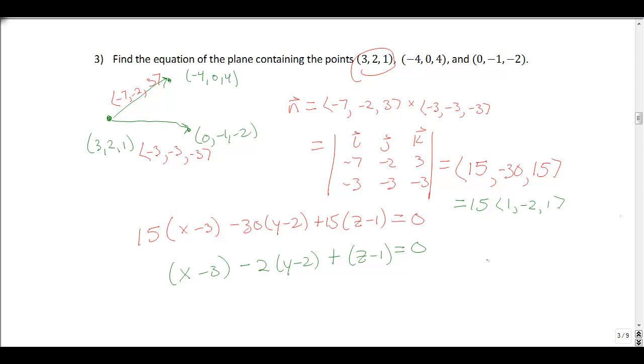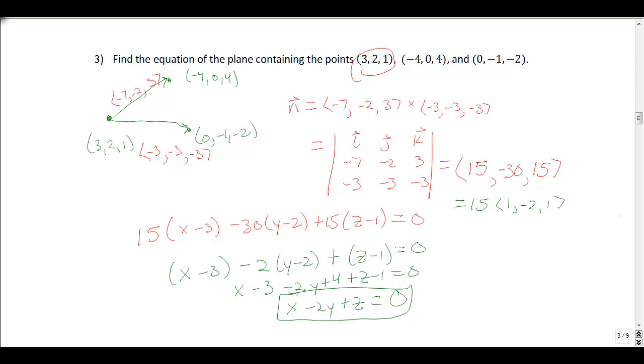Another thing you can do with either of these, let's just do the (1, -2, 1), is you could solve this here. Let's just do that first. So you get x minus 3 minus 2y plus 4 plus z minus 1 equals 0. That gives you x minus 2y plus z equals, let's see, we have negative 3, negative 1, that's negative 4, plus 4. That's actually a 0 there. So your plane is x minus 2y plus z equals 0.